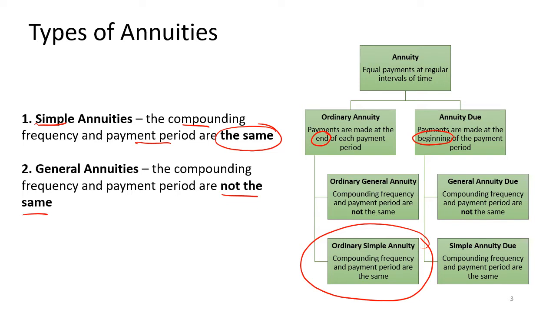So like I said, in this lecture, we're going to talk about ordinary simple annuities. The payments are made at the end of the period, and the compounding frequency and payment period are the same. I don't expect you to just see this slide and memorize each of these types right now. We're going to break each one down in our subsequent lectures, and we're only going to talk about ordinary simple annuities for this lecture.